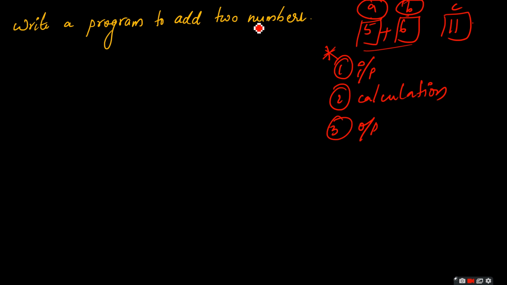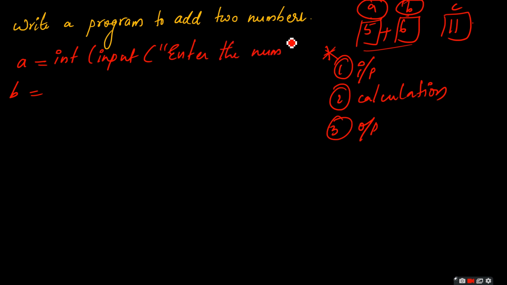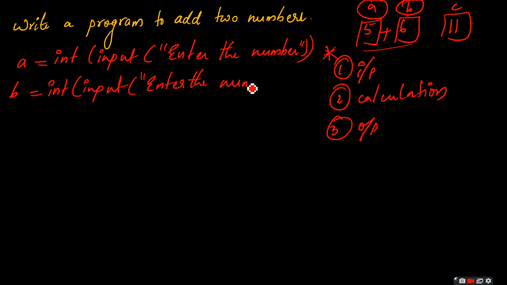So first, we have to add two numbers. Add two numbers means we have to input two numbers. For that, I'm taking two variables, that is a and b. Now we have to input the value. So I'm using int. Instead of integer, you can use float also. That is not a mistake. So we'll write int input, enter the number. Then next, b equal to int input, enter the number.